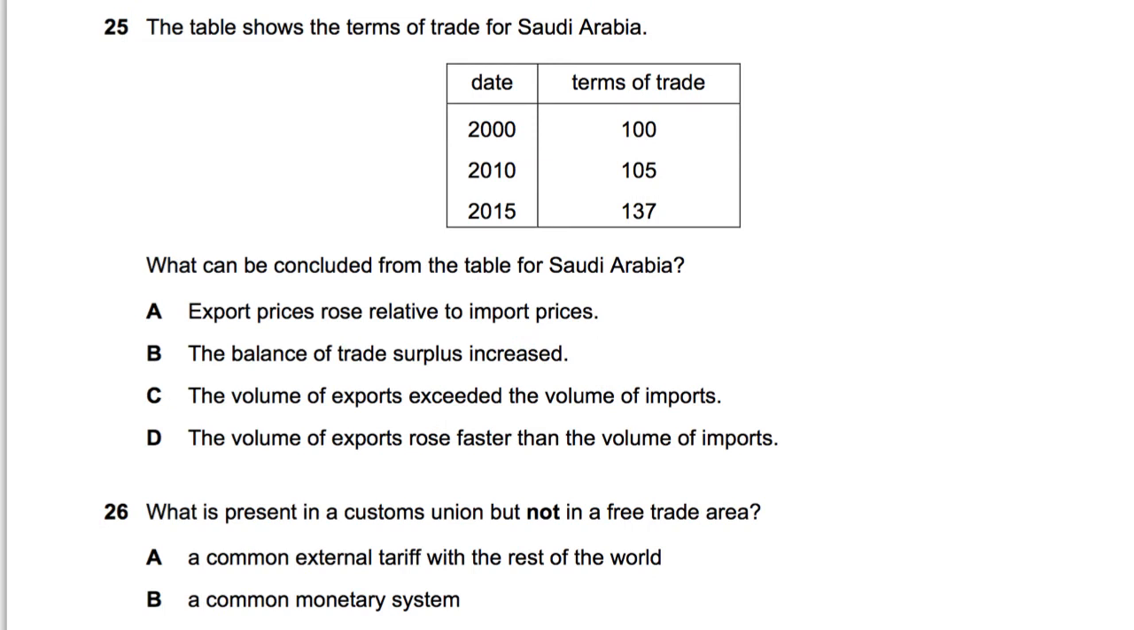In question number 25, they say the table shows the terms of trade for Saudi Arabia. Terms of trade is simply the index of export prices, so PX, over the index of import prices, PM. And you can see in the table that the terms of trade is continuously improving for Saudi Arabia, which means export prices must be rising faster than import prices. So the best answer would be A.